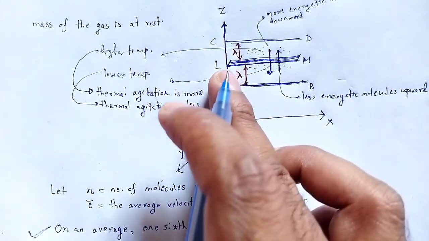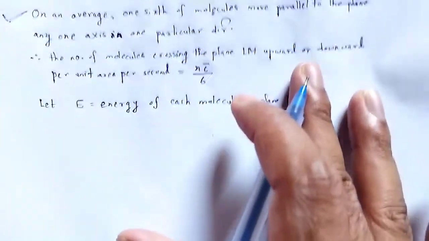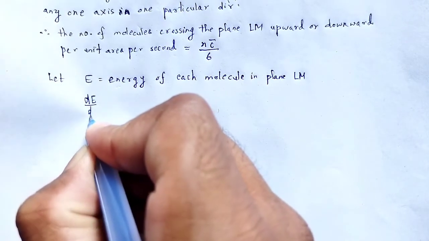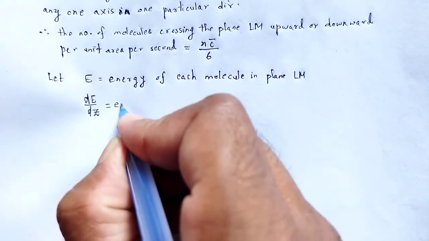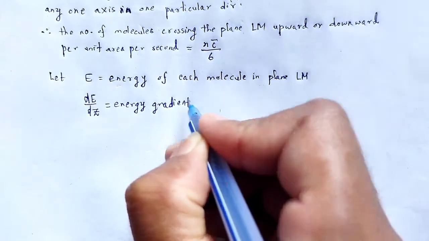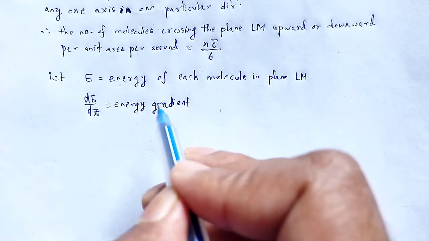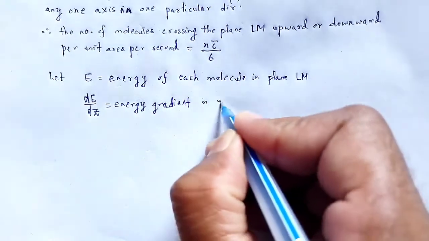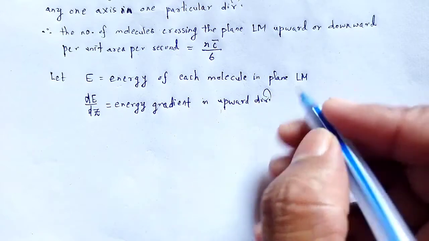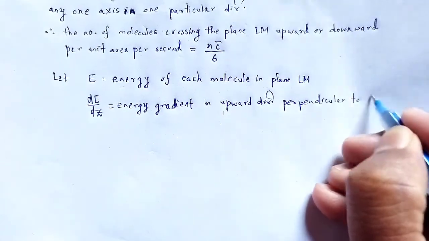The molecules in the plane LM, each molecule has energy E, and dE/dz is the energy gradient, which means the rate of change of energy with distance. In this case, the energy gradient is in the upward direction, which is perpendicular to LM.